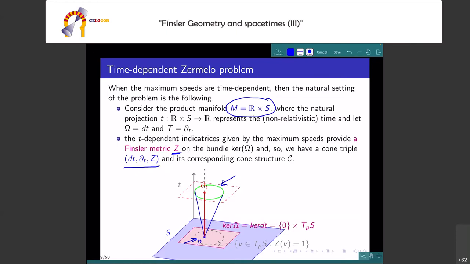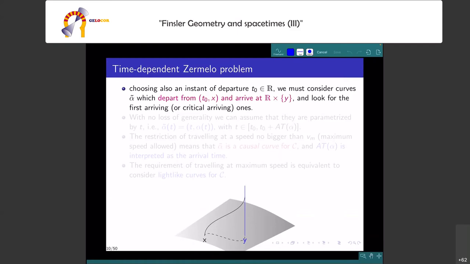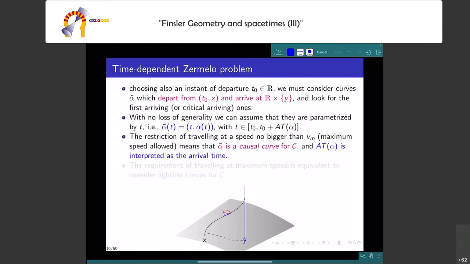Now, if we want to solve this Zermelo problem, we want to depart from a point t0, x, an instant. We have to fix an instant, and this is here. And we want to arrive at this line, the line in y, in another point. So how can we travel from x to this line? The point is that in this kind of non-relativistic space-time, to travel with the maximum velocity is to travel with a causal curve for the cone structure.